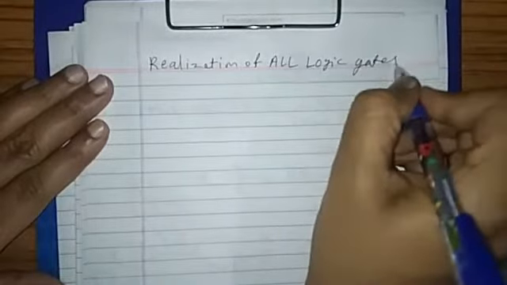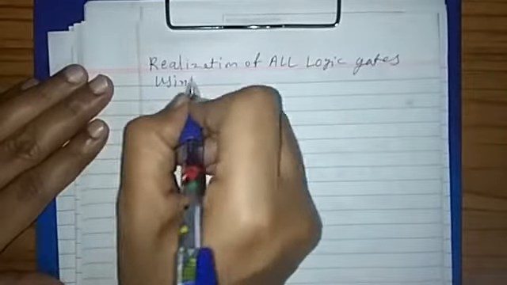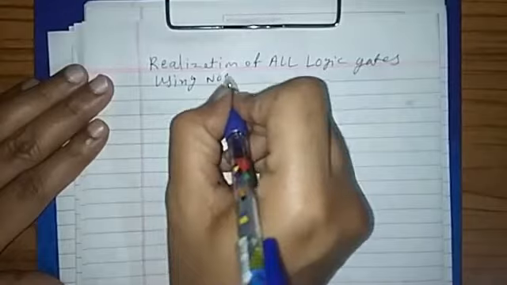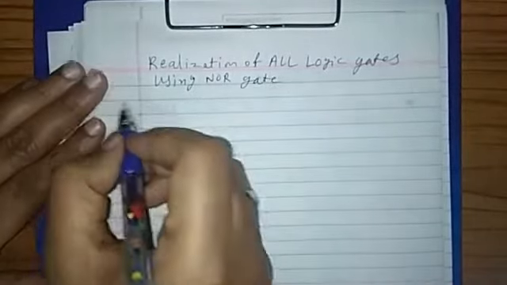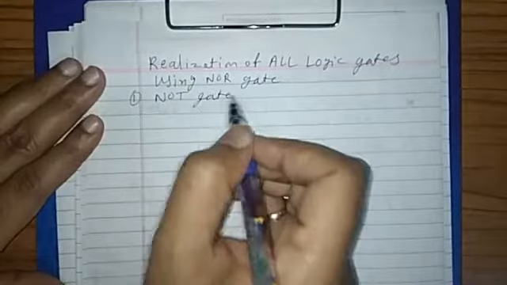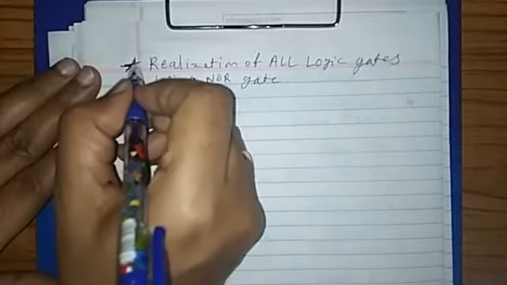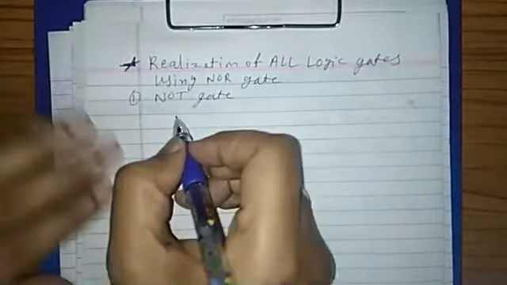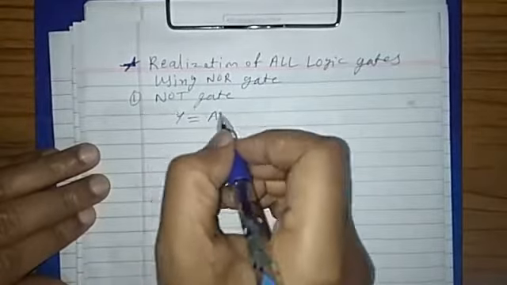Now, realization of all logic gates using NOR gate. First one again, the NOT gate. For the NOT gate, you have Y equal to A bar.